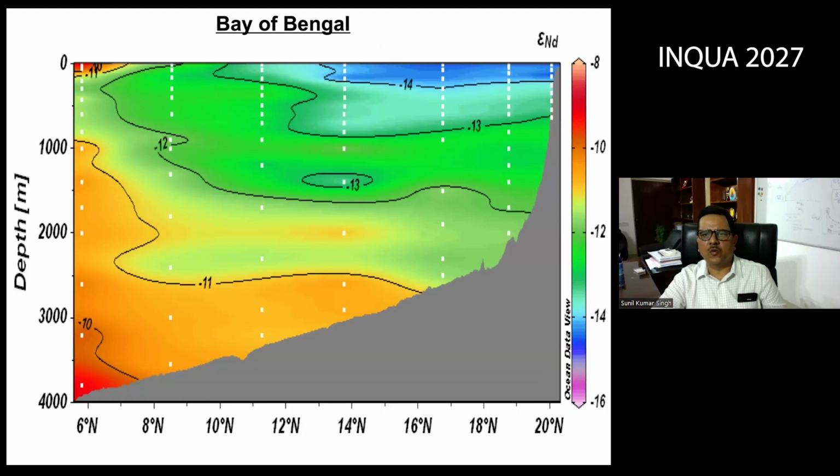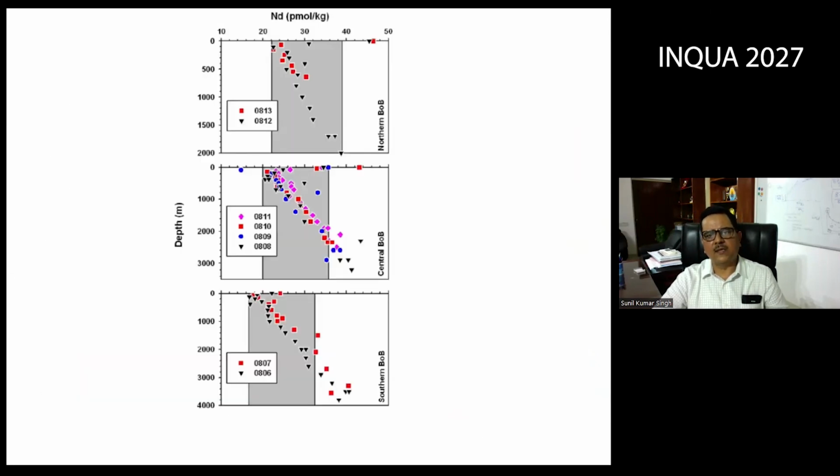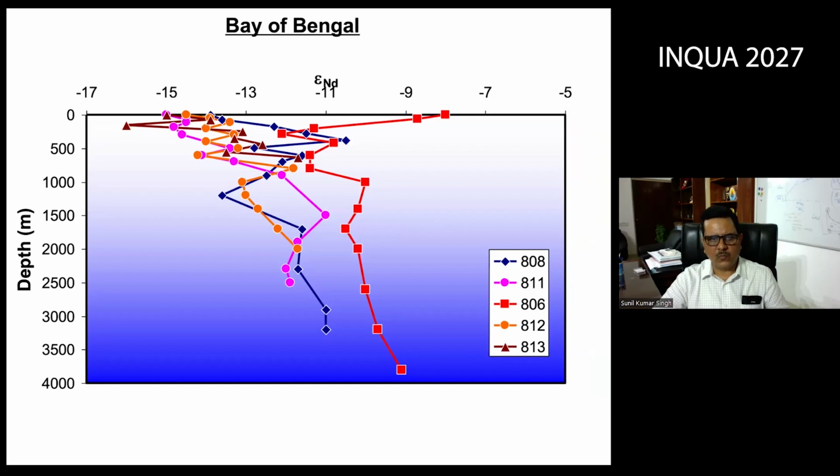And similarly, the isotopic composition is significantly different everywhere. In the north Bay of Bengal, it is much less radiogenic, and as we go to the south, it is very well radiogenic. It varies from -10 to -15, -16. Now, this is the concentration profile and isotopic profile. If you go to the south, there is a very radiogenic signature, and if you go to the north, it is a non-radiogenic signature.